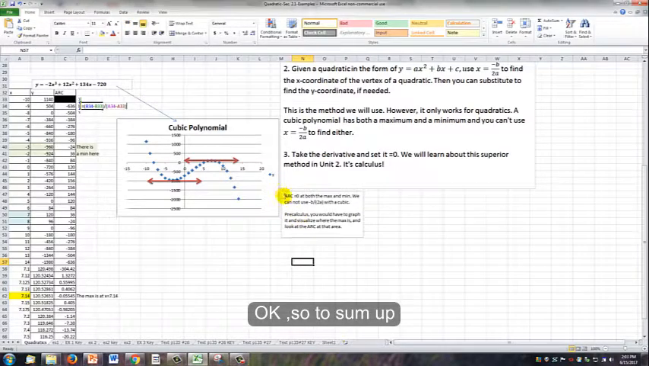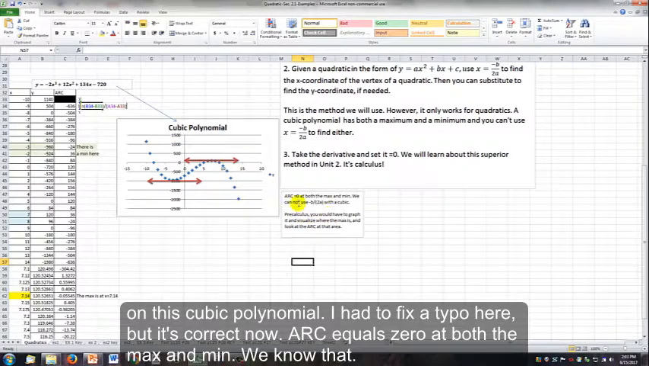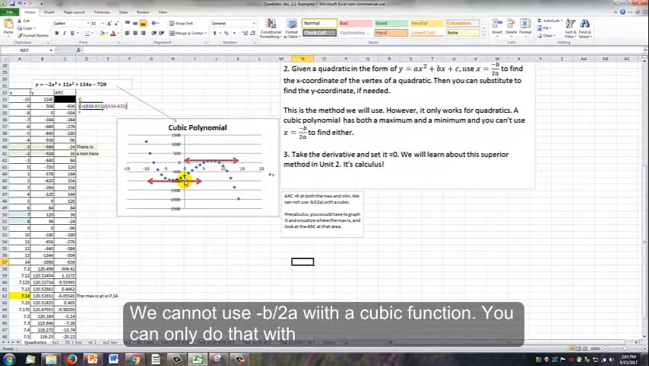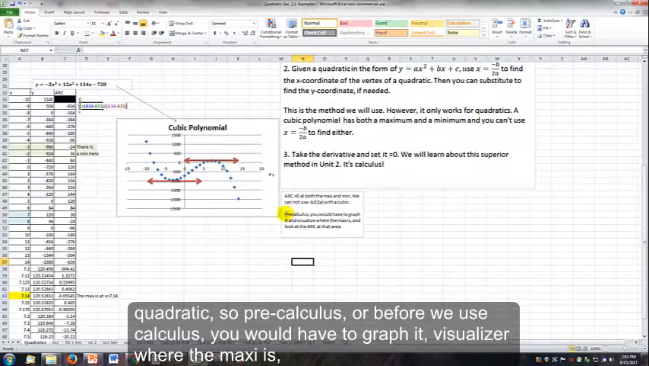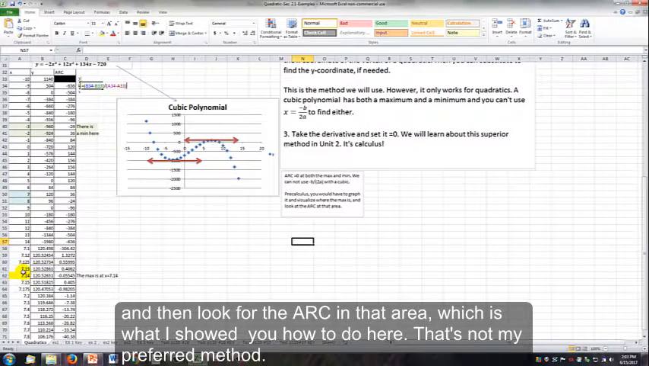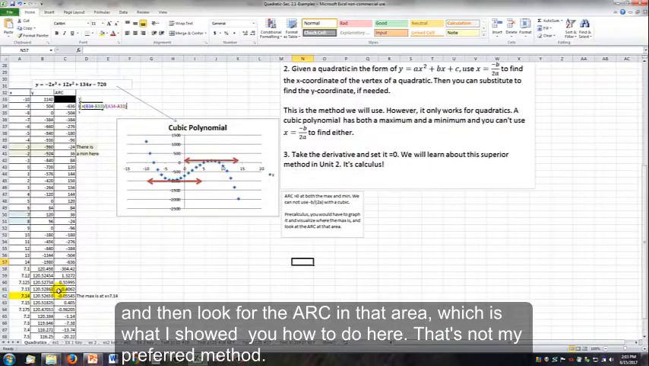Okay, so to sum up this cubic polynomial, I had to fix a typo here, but it's correct now. Arc equals 0 at both the max and the min. We know that. We cannot use negative b over 2a with the cubic polynomial. You can only do that with the quadratic. So pre-calculus, or before we use calculus, you would have to graph it, visualize where the max is, and then look for the arc in that area, which is what I showed you how to do here.